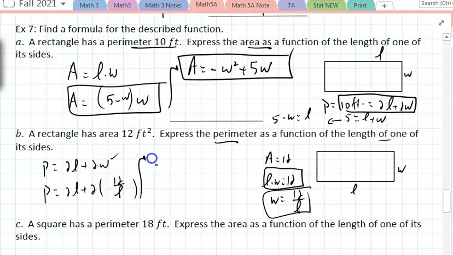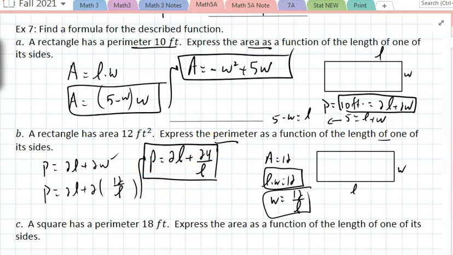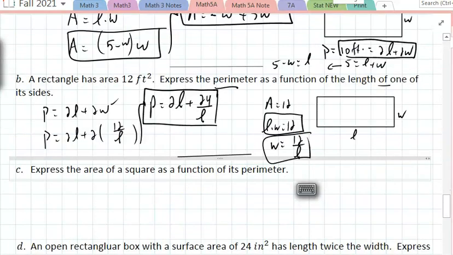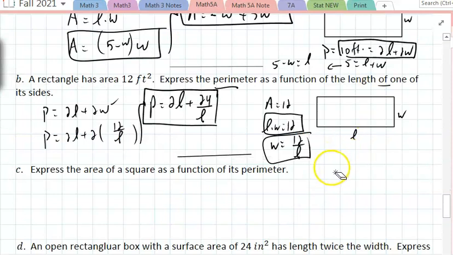And you would say the perimeter in terms of one unknown is twice the length plus 24 divided by the length. You could get a common denominator, but that's not necessary. Express the area of a square as a function of its perimeter. Well, now we're talking about a special rectangle.